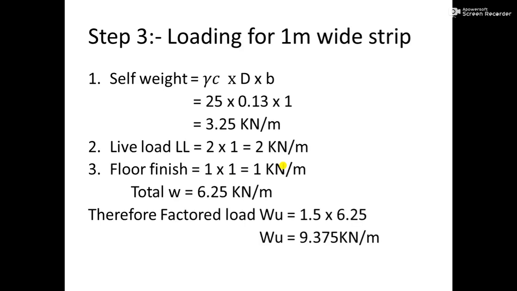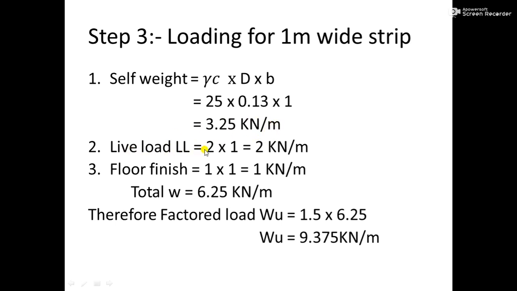Then loading for a 1 meter wide strip; again we are considering 1 meter width of the slab. From that we have to calculate the total load acting on the cantilever slab. The first load is self weight, that is the weight density of concrete, 25 kN per meter cube, overall depth D as 130 mm, that is 0.13 meter, width we are considering as 1 meter. So total self weight is 3.25 kilonewton per meter. This is a uniformly distributed load since its unit is kilonewton per meter.